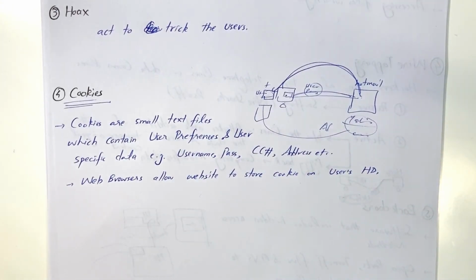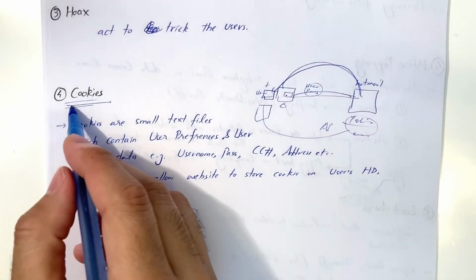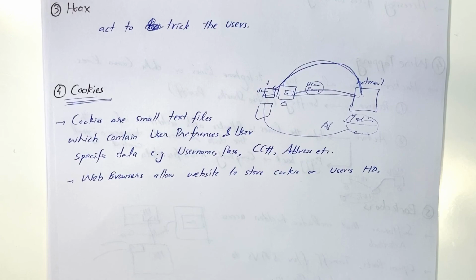Again, there are plenty of types of cookies. We will discuss that in our web application and web network attacks. We'll discuss session cookies, persistent cookies, and all that. I'm talking about persistent cookies, where we have username and password. So that's it about part one.